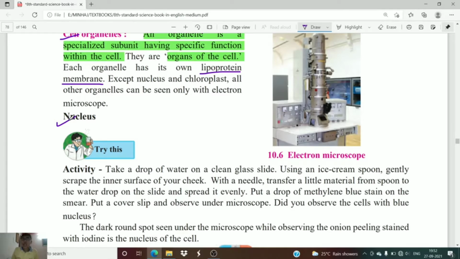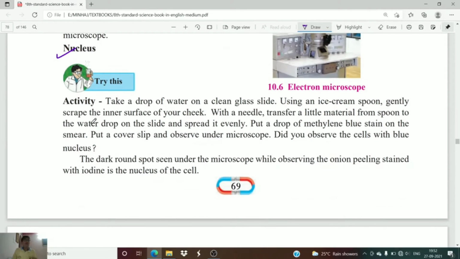So the first is nucleus. We can perform a simple activity over here. Take a drop of water on a clean glass slide. Using an ice cream spoon, gently scrape the inner side of your cheek. With a needle, transfer a little material from the spoon to the water drop on the slide and spread it evenly. Put a drop of methylene blue stain on the smear. Put a cover slip and observe under the microscope. Did you observe the cells with blue nucleus?